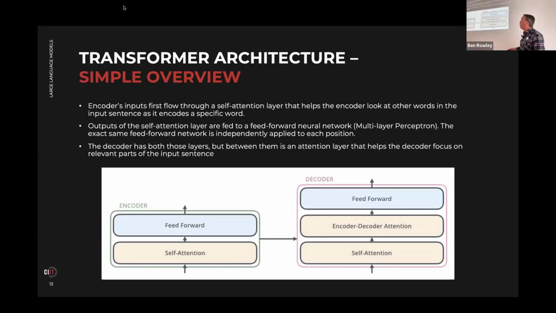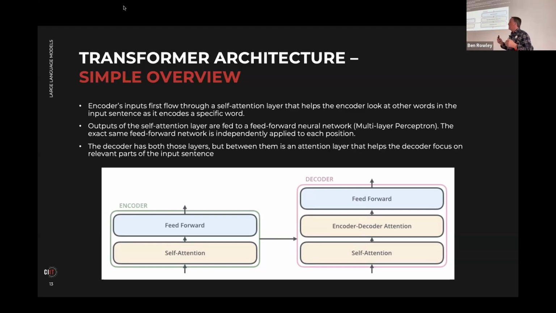Now, if we take a simple overview of the transformer architecture, we see on the left, we have our encoder, and on the right, we have our decoder. So let's imagine our data is flowing upwards through these models. We have first the self-attention layer, and then we have our feed-forward neural network. On the decoder side, we have our self-attention layer, and then we have encoder-decoder attention, followed by the feed-forward neural network. Also sometimes known as the multi-layer perceptron, which I think is a way cooler name, actually.